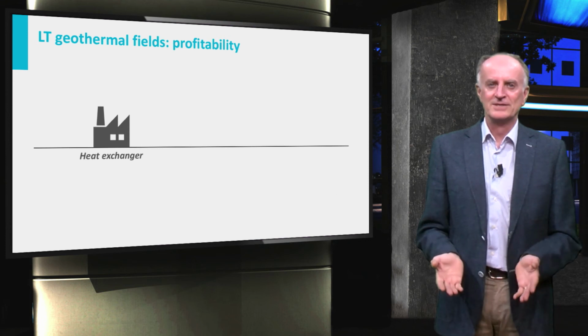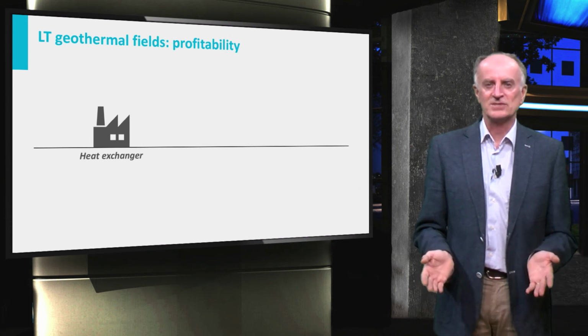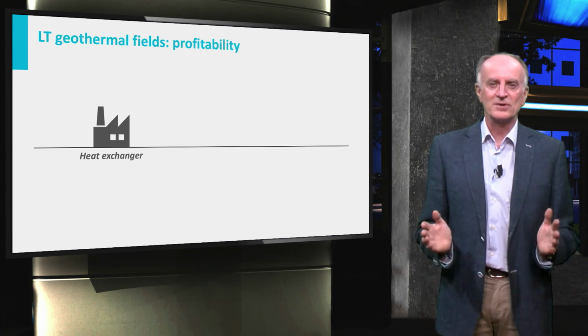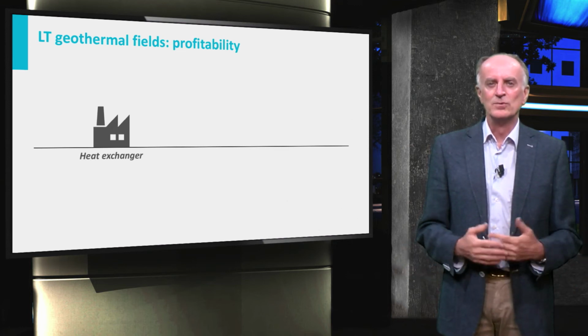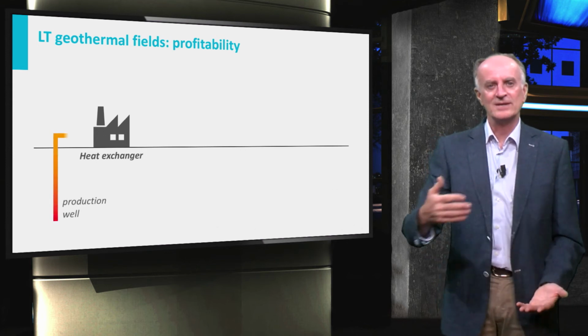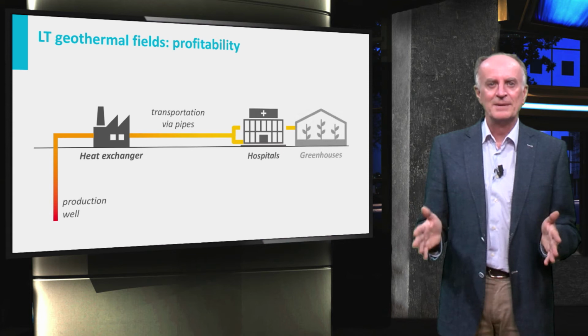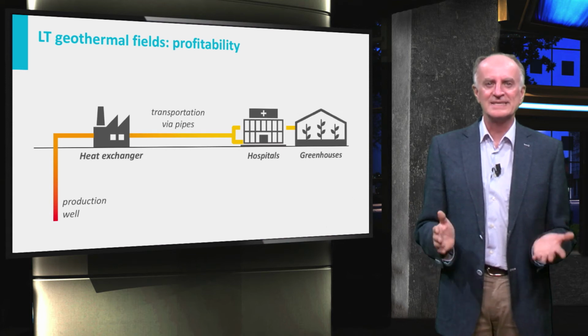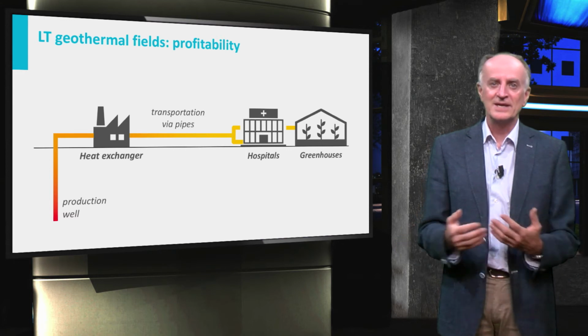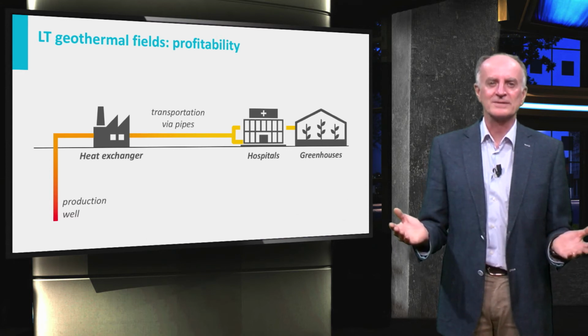Low temperature fields produce heat, which is extracted from hot fluids. All fluids, however, have a strong tendency of cooling and will lose some of their heat during the path from the subsurface to the end users. This poses a major limitation to the distance between the energy source and the consumer, typically not more than several kilometers.